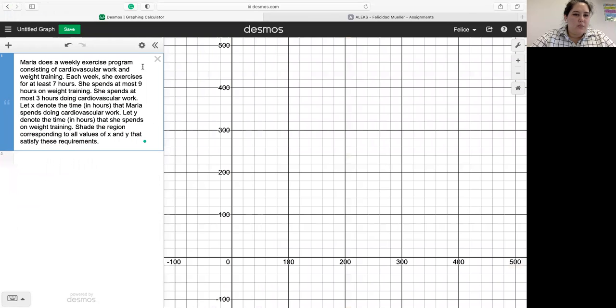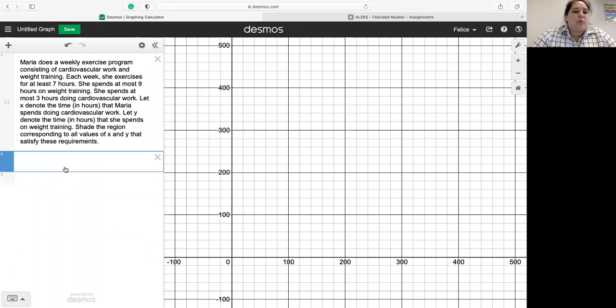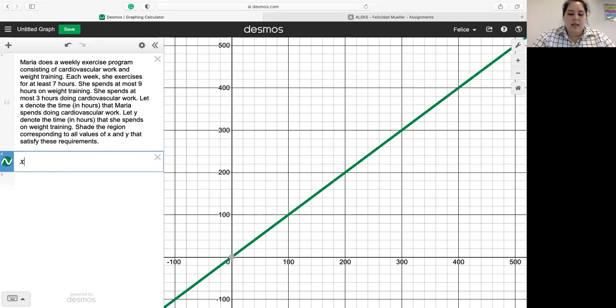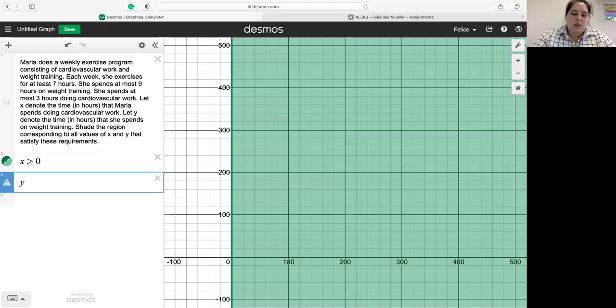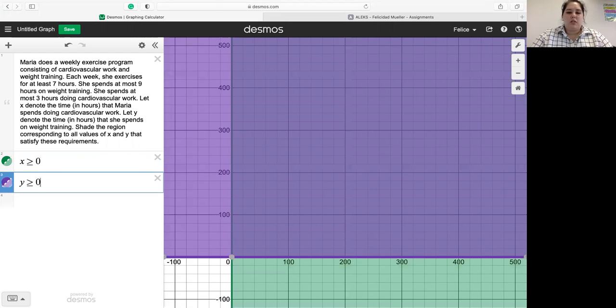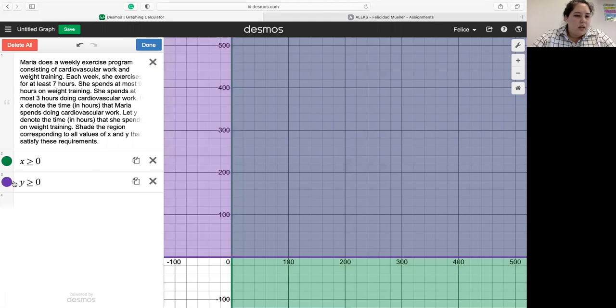This time we have Maria. So Maria does a weekly exercise program consisting of cardiovascular work and weight training. Each week she exercises for at least 7 hours. She spends at most 9 hours on weight training and at most 3 hours doing cardiovascular work. Let X denote the time in hours that Maria spends doing cardiovascular, and Y be the number of hours that she spends on weight. So X has to be greater than or equal to 0, and Y has to be greater than or equal to 0 because she is working out.